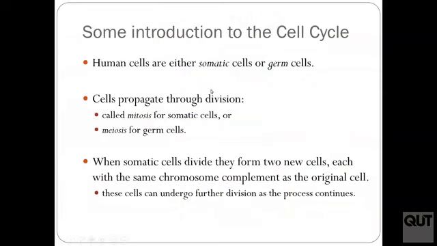So let's have a little bit of a look at some cell information. Human cells can be either somatic cells or germ cells. Cells propagate through division, so it's called mitosis for somatic cells and meiosis for germ cells. When somatic cells divide, they form two new cells, each with the same chromosome complement as the original cell. Those new cells then undergo further division as time goes on, and that's how the cell population keeps going.